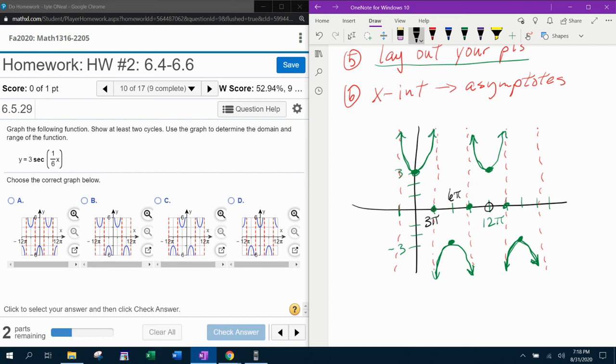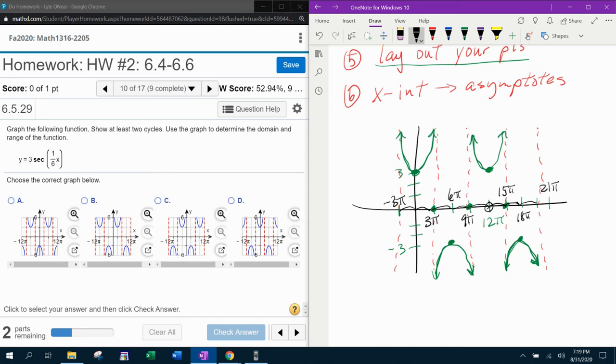Okay, count with me. 3 pi, 6 pi, 9 pi, 12 pi. We're counting by 3 pi's. So 12, 13, 14, this would be at 15 pi. Another one would be 18 pi. Next would be 21 pi. And then if this is 3 pi, then going backwards, this would be -3 pi.